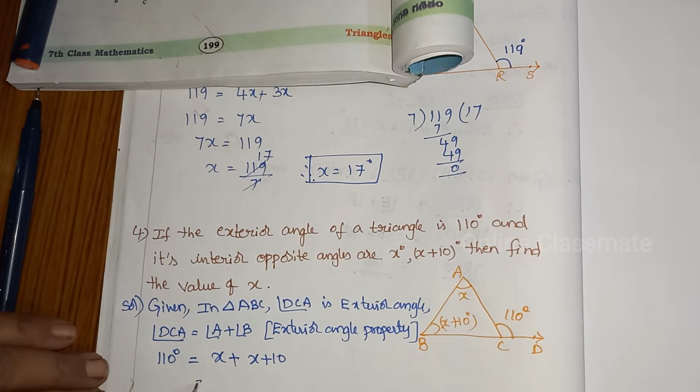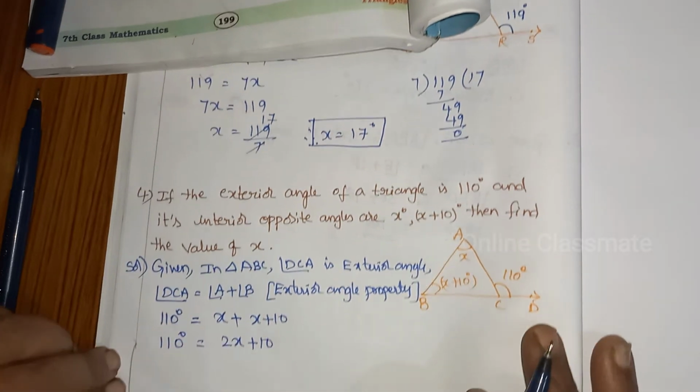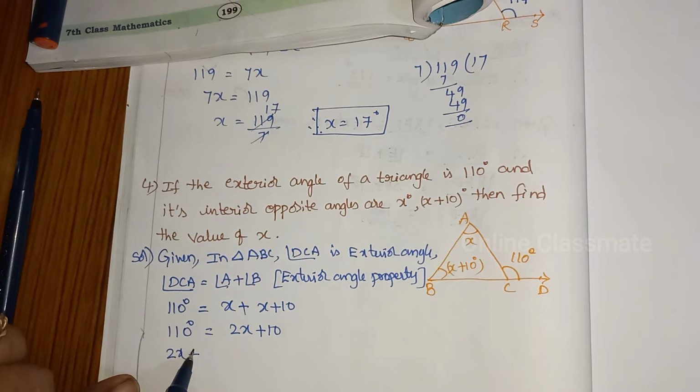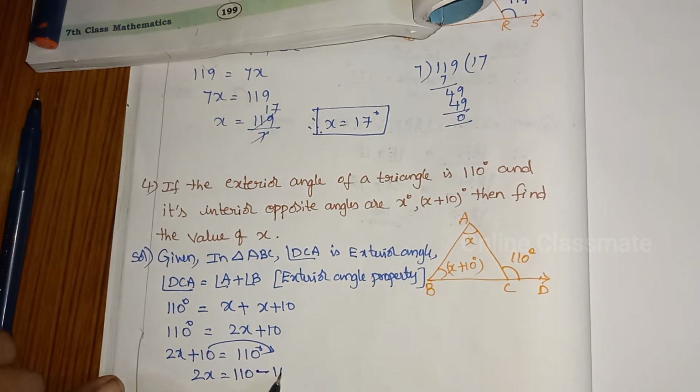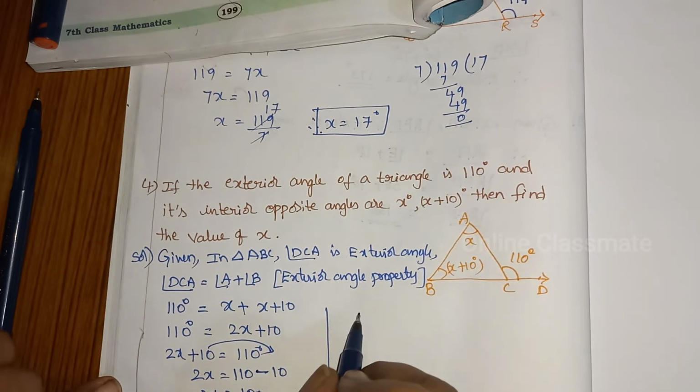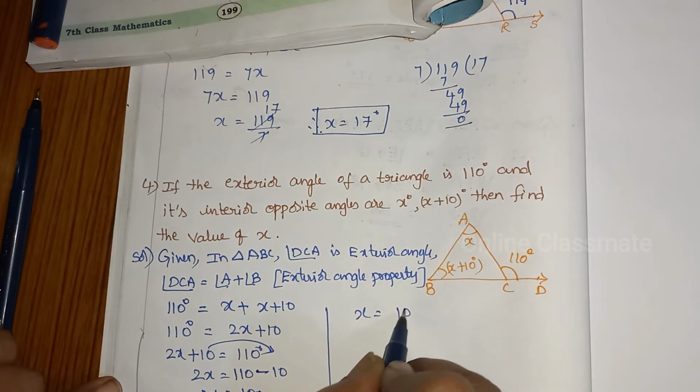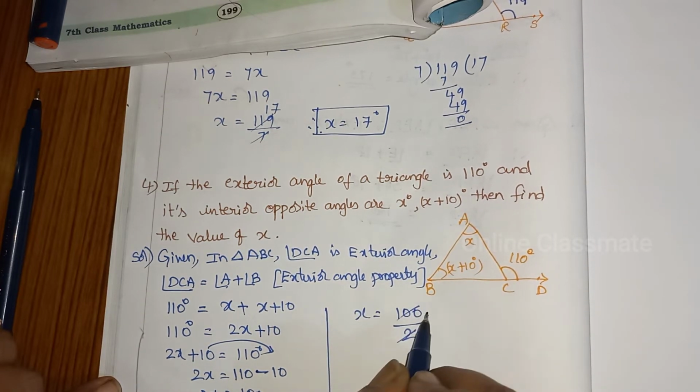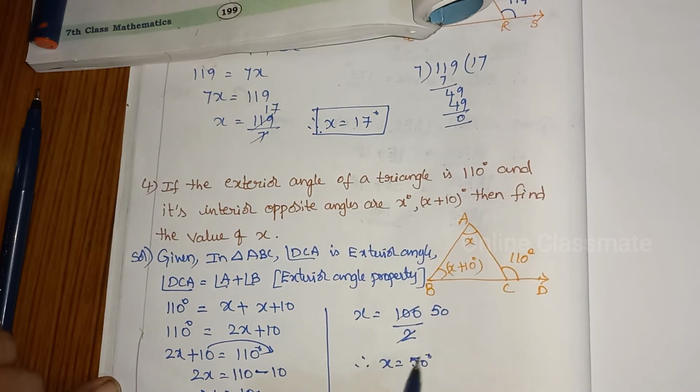x plus x, 2x plus 10 is equal to 110 degrees. Then 10 transpose, let's say interchange the values. 2x plus 10 is equal to 110 degrees. Now 10 transpose, 2x is equal to 110 minus 10, that is equal to 100. Then x is equal to 100 by 2, 50. Therefore x is equal to 50 degrees.